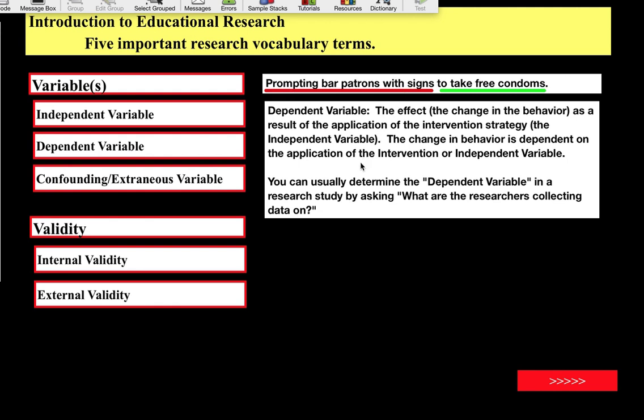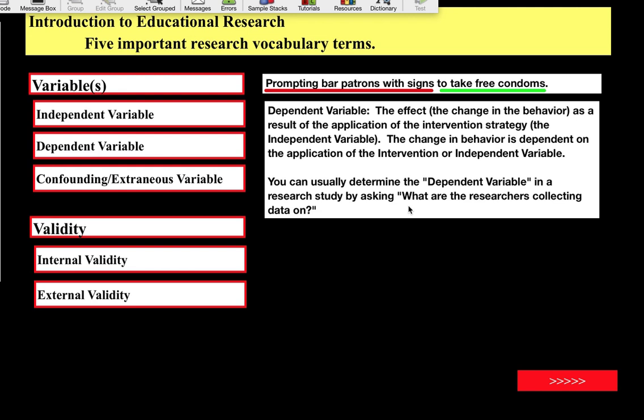And a good way to remember that is you can almost always determine the dependent variable in a research study by asking, what are the researchers collecting data on? Well, in this case, they were collecting data on the number of condoms taken. So that is the dependent variable. And what was the cause of patrons in the bars taking condoms? Well, that was the prompting of the bar patrons with signs, so that was the independent variable.